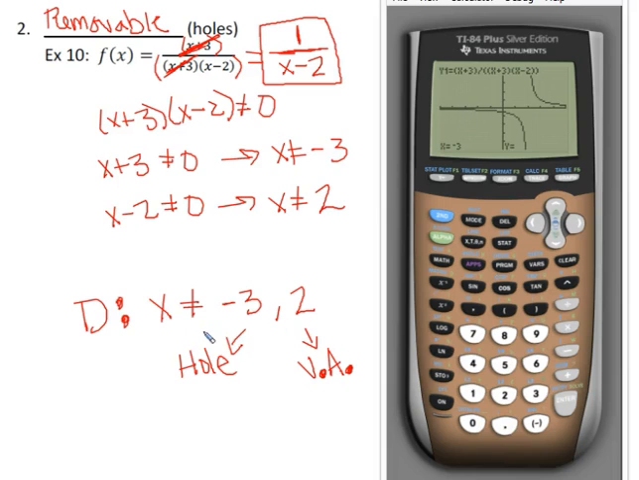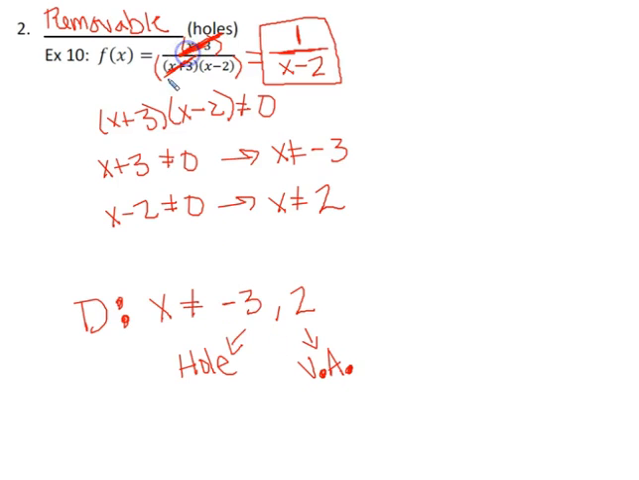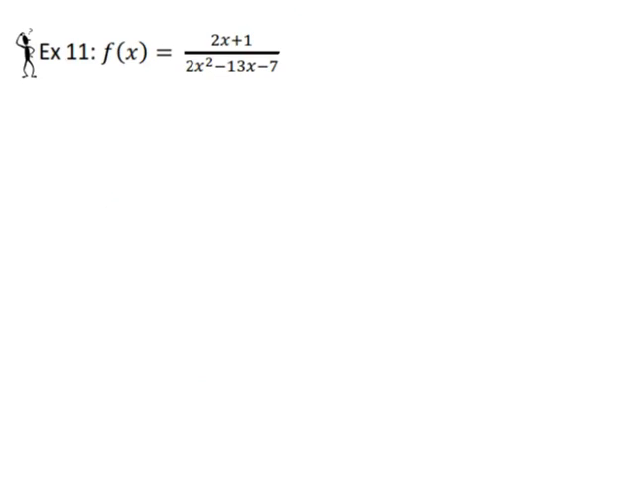So our hypothesis was correct. Since we were able to literally remove or cancel out that factor, that's where the hole is coming from. That's why it's called a removable discontinuity. You're removing that piece from your equation. But since this one was not removed, it's still left over, meaning it's a non-removable discontinuity, so that's where our vertical asymptote would occur. Alright, so let's try the next one.